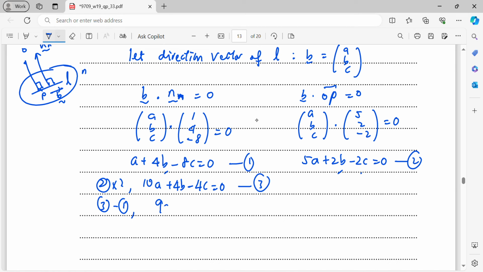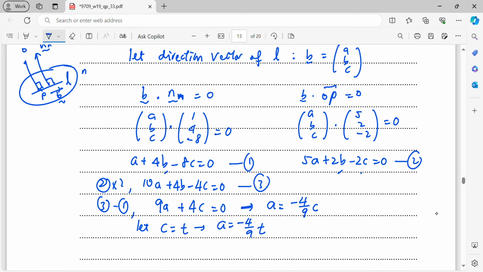10a minus a is 9a. Minus 4c minus 8c, so it will be minus 4 plus 8, that is plus 4c equals to 0. Then from here, I will say that my a is basically minus 4 over 9c. Obviously you have two equations but with three unknowns, therefore you will be getting infinite solutions. So I need to introduce a parameter for c. Let c equals to t. That means my a is negative 4 over 9t.